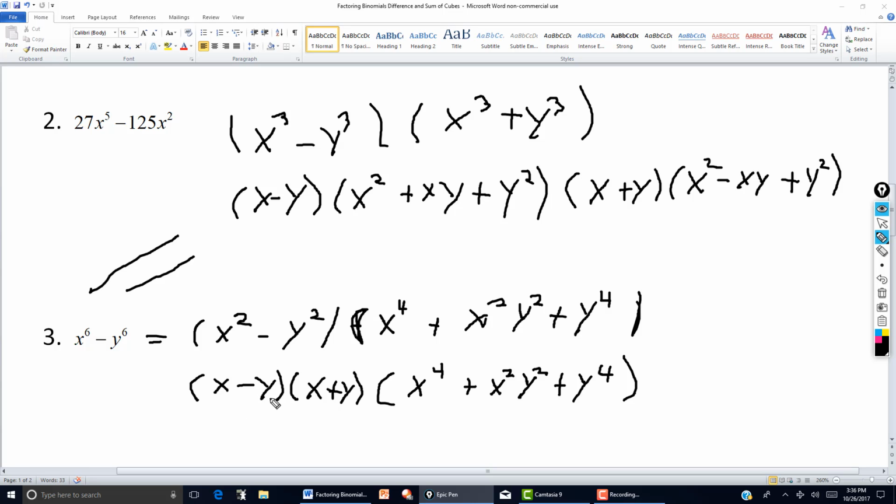This answer over here, where I used the difference of cubes, I got x minus y and x plus y, so there's x minus y up here, and there's the x plus y. And then over here I have this expression, x to the fourth plus x squared y squared plus y to the fourth. So if this up here is correct, this should factor into these two factors, the product of this factor and this factor. And it does.